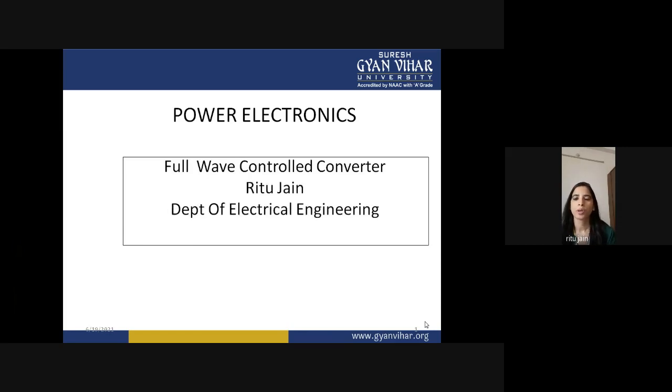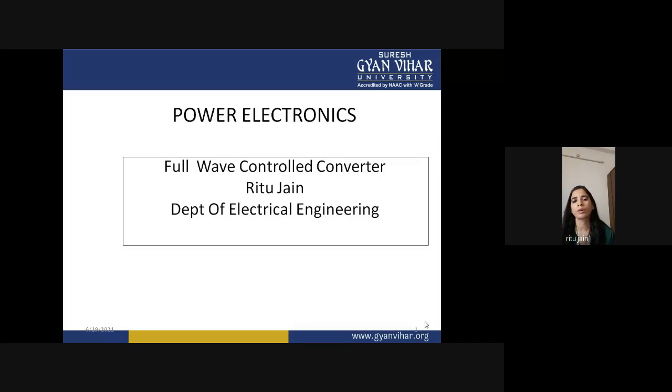Good morning, everyone. In this lecture, we are going to discuss the full wave controlled converter. In previous lectures, we discussed the half wave controlled converter using SCR. We already know the difference between uncontrolled and controlled converters, so you can now understand what controlled and uncontrolled converters are.